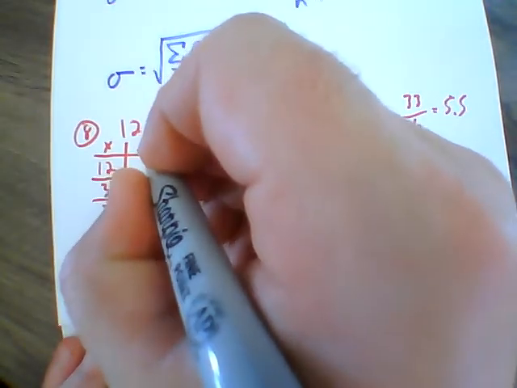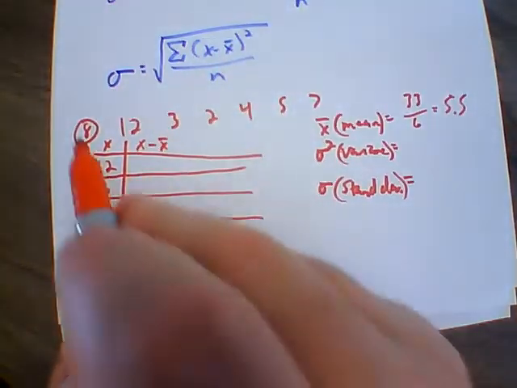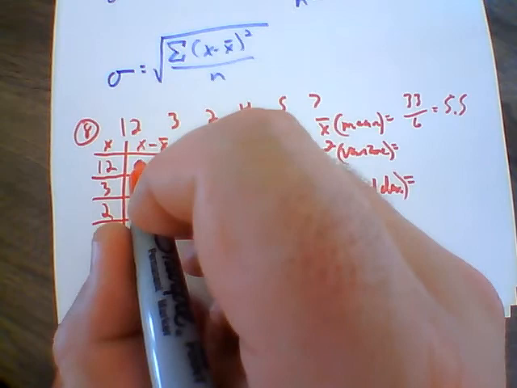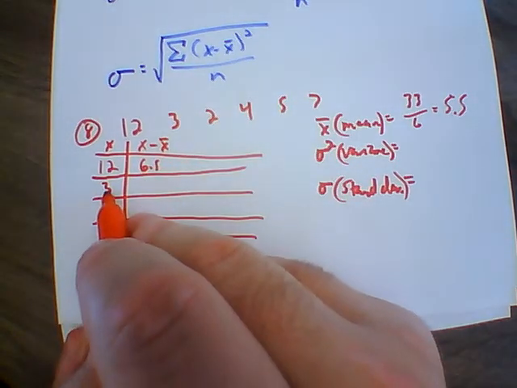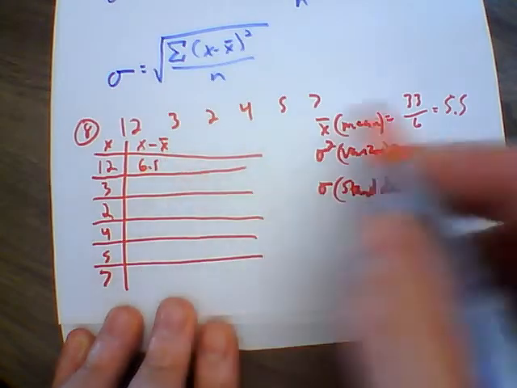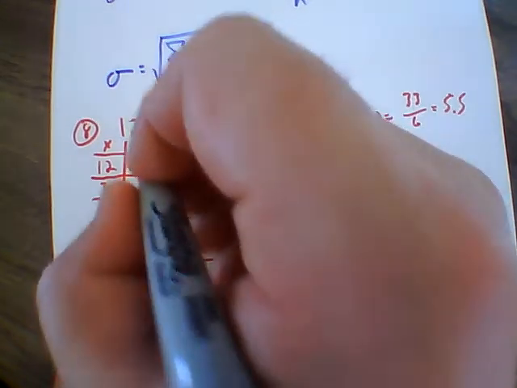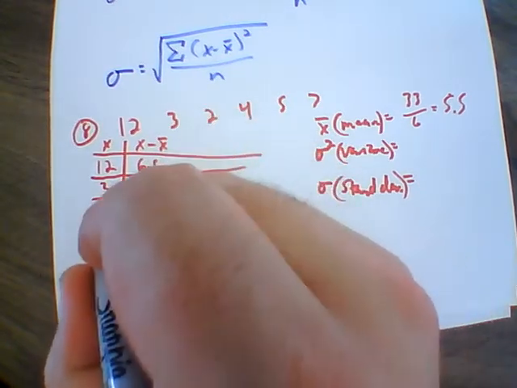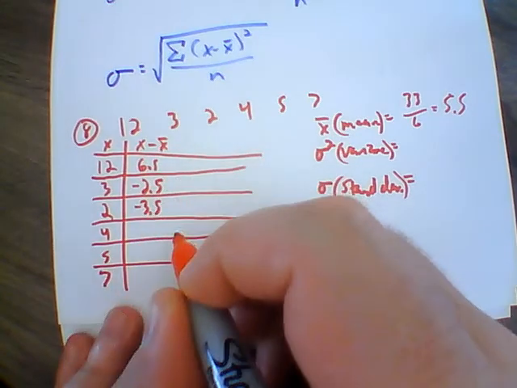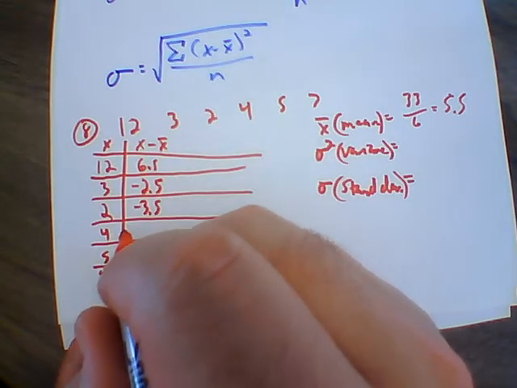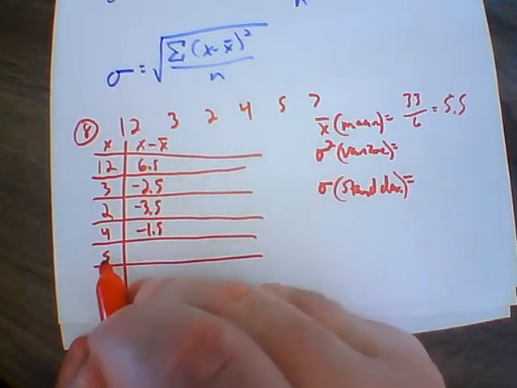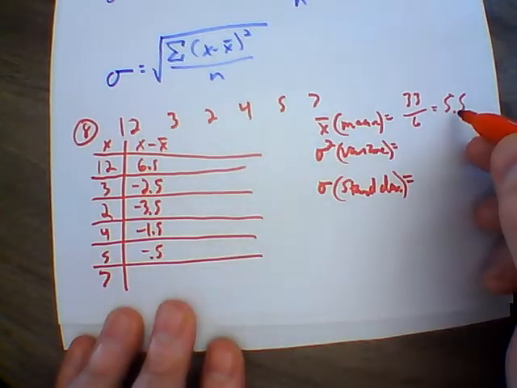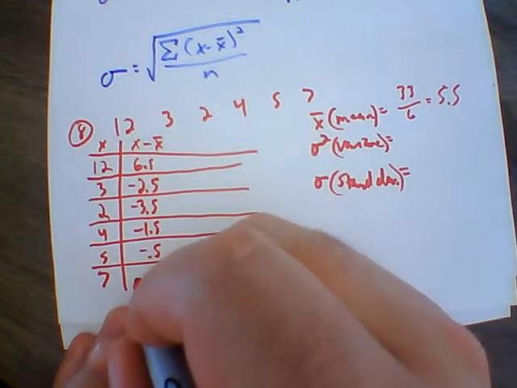What I'm going to do now is take x minus x bar. So I'm going to take 12 minus 5.5. So 12 minus 5.5 is 6.5. 3 minus 5.5 is negative 2.5. 2 minus 5.5 is negative 3.5. 4 minus 5.5 is negative 1.5. 5 minus 5.5 is negative 0.5. 7 minus 5.5 is 1.5.